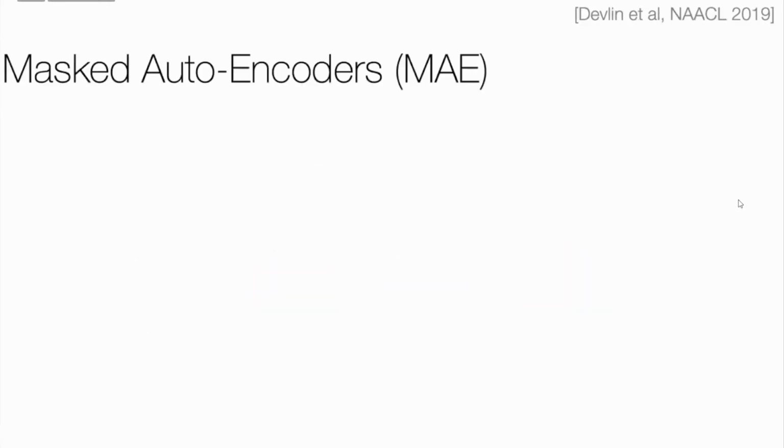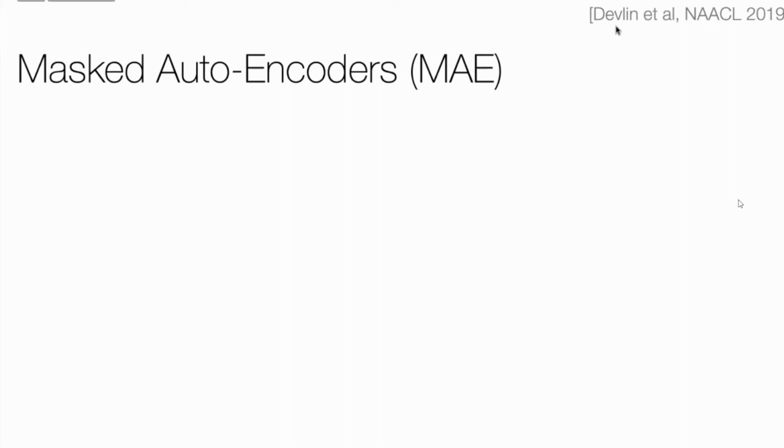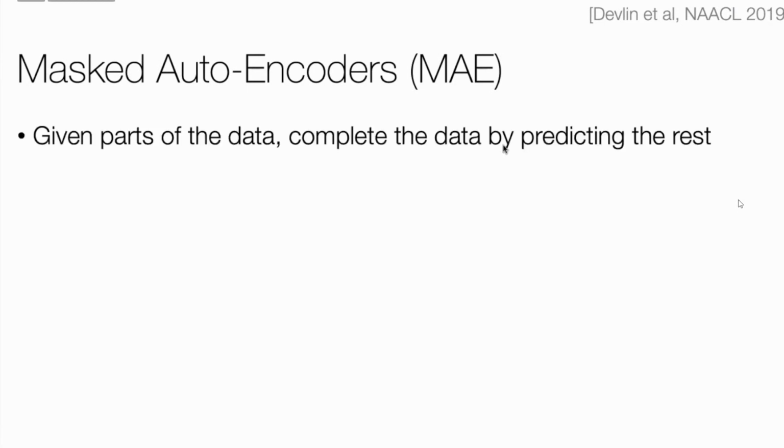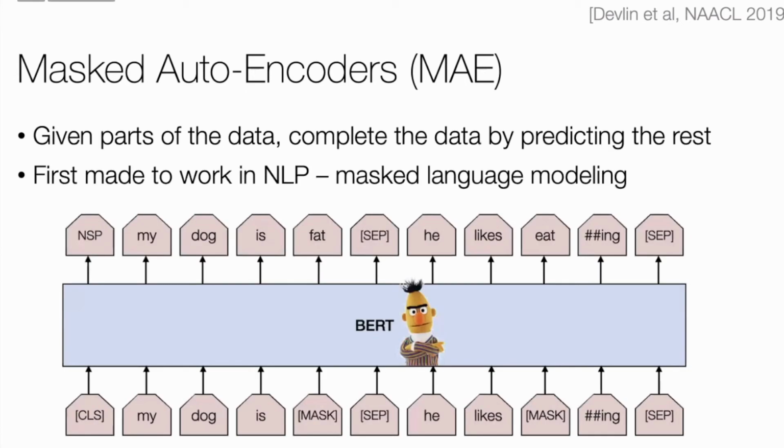So, a brief background about masked autoencoders. At a high level, given parts of the data, we want to complete the data by predicting the rest. And this idea is actually not new at all. But it was first made to work by folks from NLP. They have this specific term called masked language modeling.